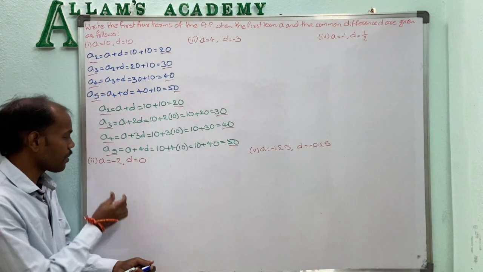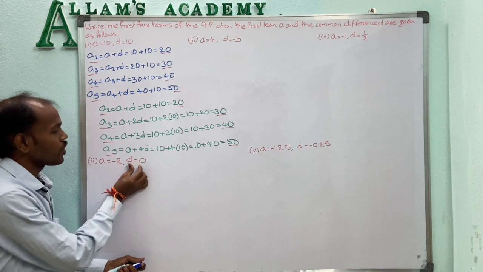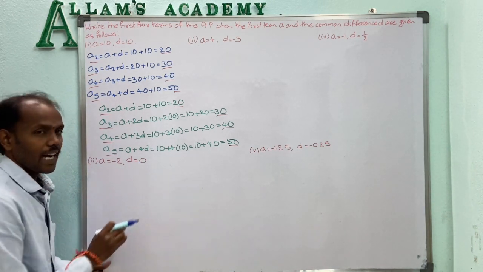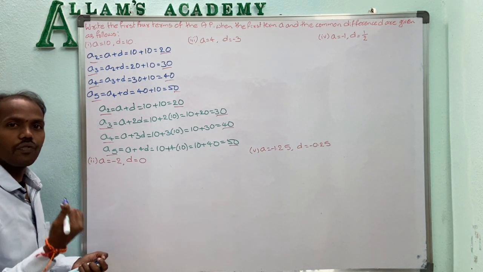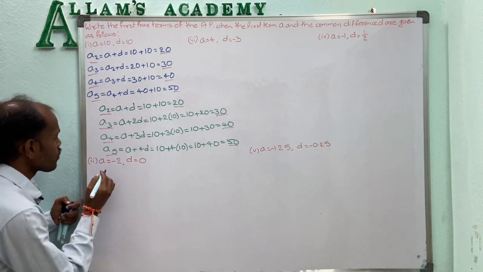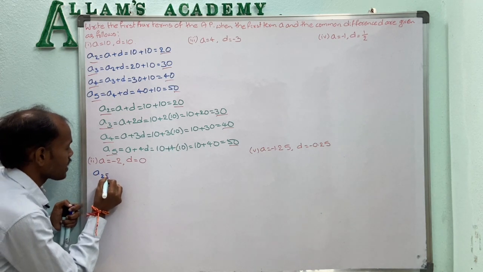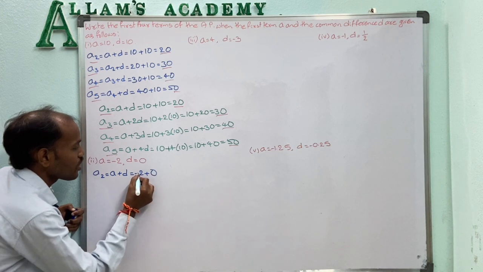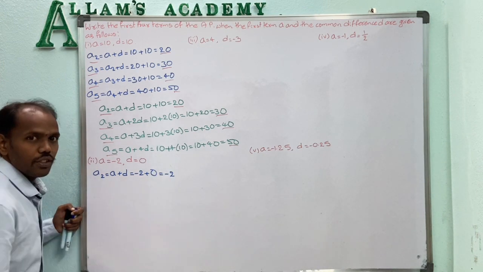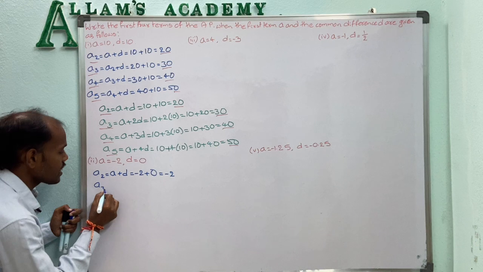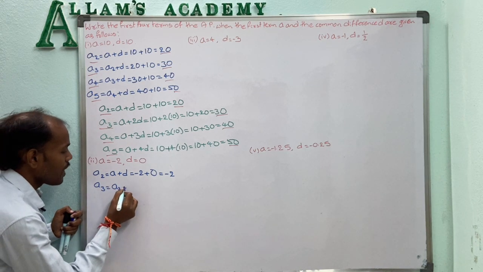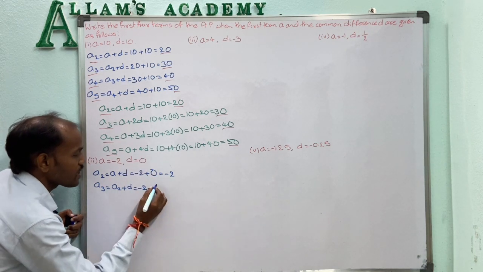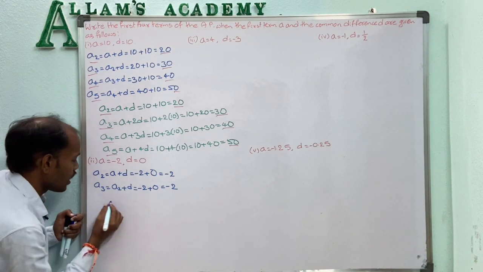For the second problem, we observe A equal to minus 2 given, D equal to 0 given. So the first term is minus 2, the common difference is 0. Now we have to find the next 4 terms. So A2 equal to A plus D, that means minus 2 plus 0, which is nothing but minus 2. Next, A3 is equal to A2 plus D. A2 is minus 2. Minus 2 plus common difference 0. So minus 2 plus 0 is minus 2.